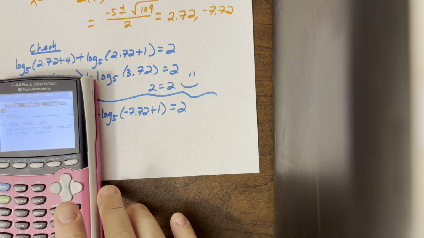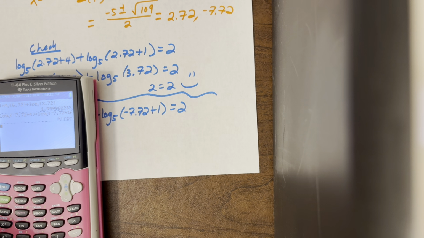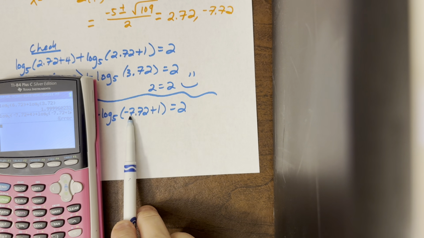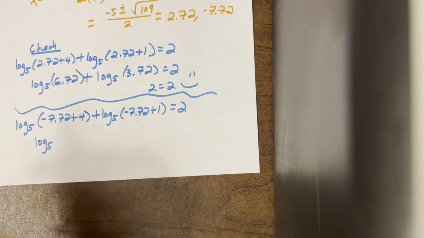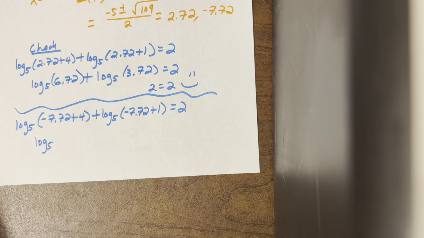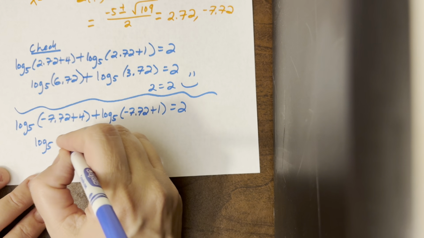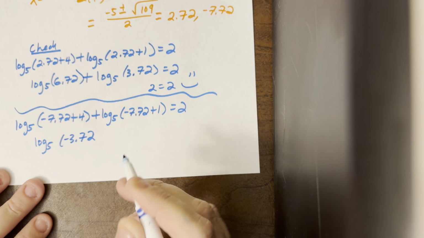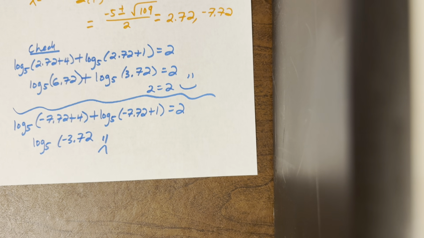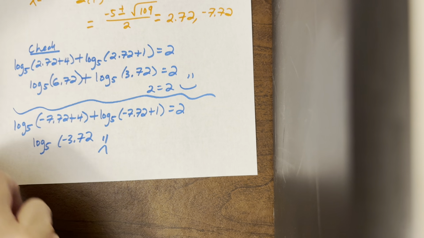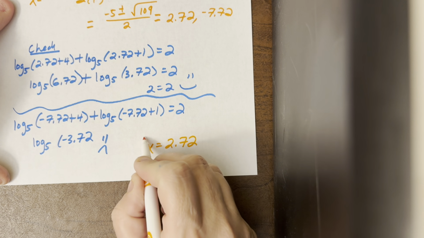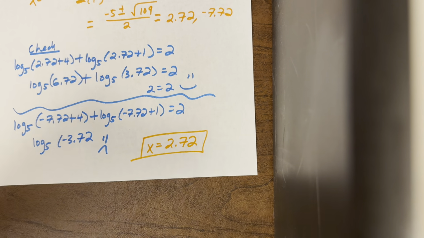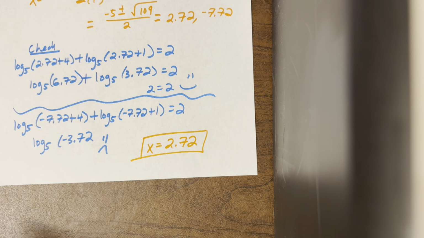Uh-oh. It won't let me do it. Why won't it let me do it, you ask? Look, because of this negative in here. I guess we should simplify that so that you can see it. Negative 7.72 plus 4 is going to give you negative 3.72. That we cannot do. So the only solution that works for this one is that 2.72. Remember, you can't take the log of a negative number. That's why it's so important when you're doing these that you work them out.